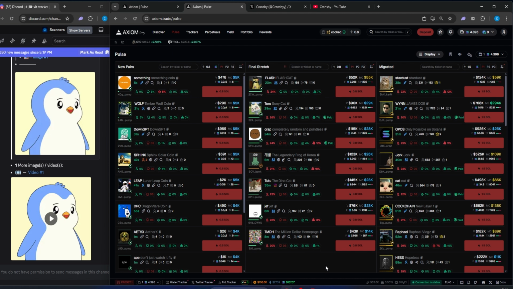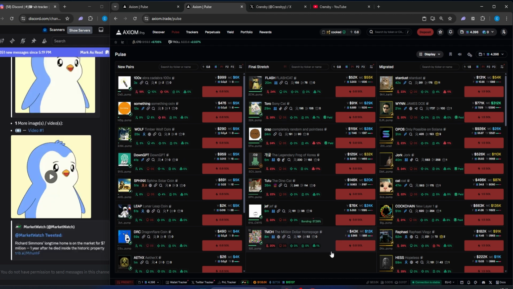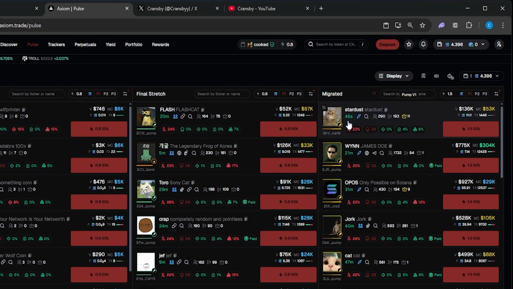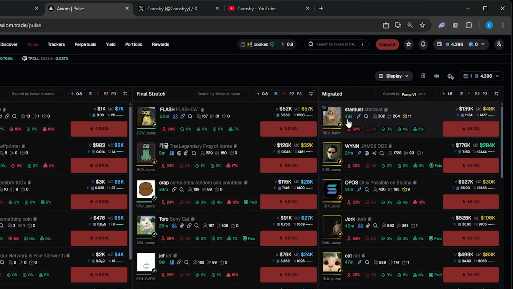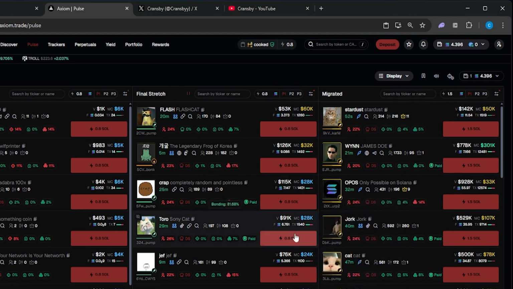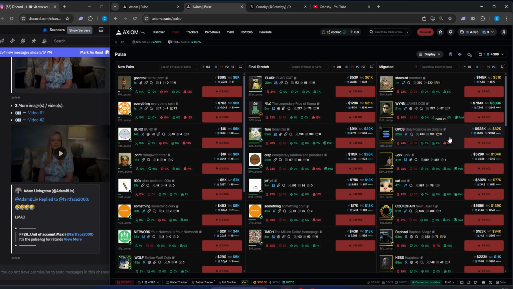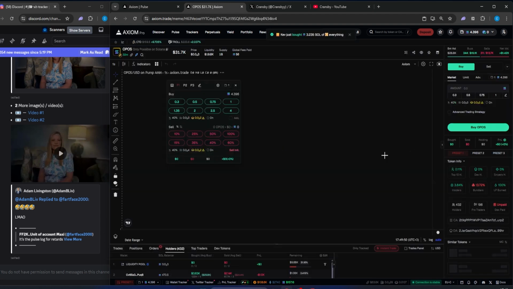Alright, it's time when I show you an actual cheat code, which I'm doing on the Axiom trading platform. The first thing you do is go to the migrated section and look for tokens which have literally just migrated, for example this token. For this video, let's take this token as an example because we also took a trade on it. So you press on it.